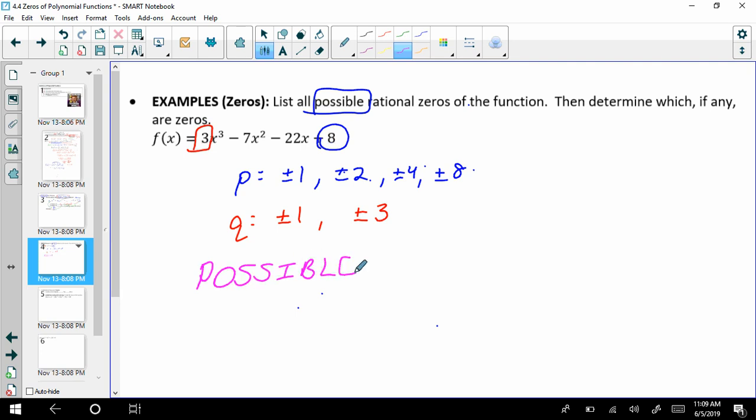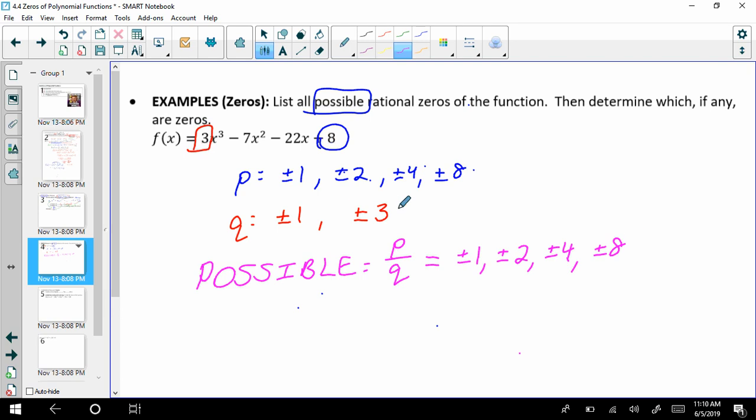I'm going to make this word big again. So my possible zeros, all I'm going to do is I'm going to take P divided by Q. So here's the easiest way that I think would make the most sense. I'm going to take all of the P's and divide them by the first Q. So 1 divided by 1, plus minus 1. 2 divided by 1, plus minus 2. 4 divided by 1, plus minus 4. 8 divided by 1, plus minus 8. So that was all the P's divided by 1.